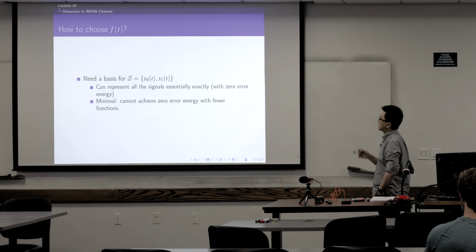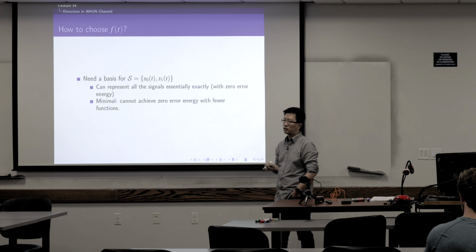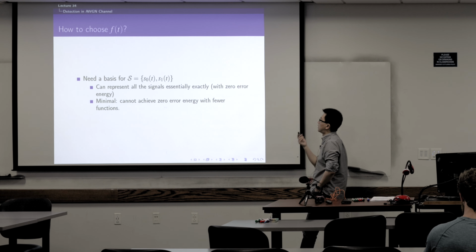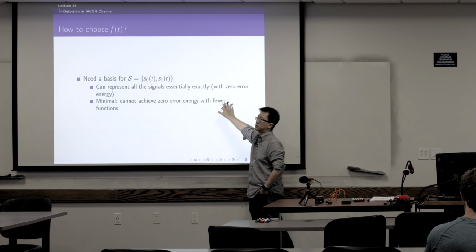Okay, so now the next question is: we tried an f of t, a basis function here, and it works pretty well. But in general, how can we choose f of t? Those are the two conditions we want to satisfy.